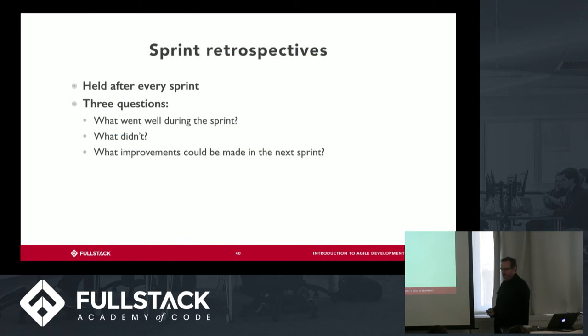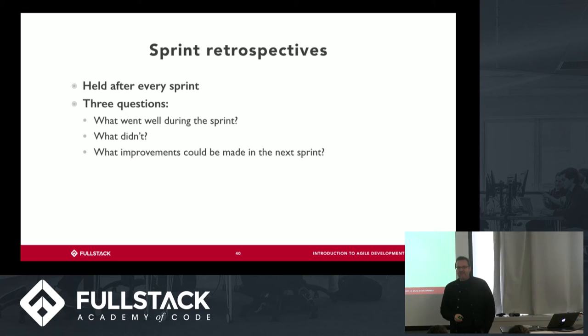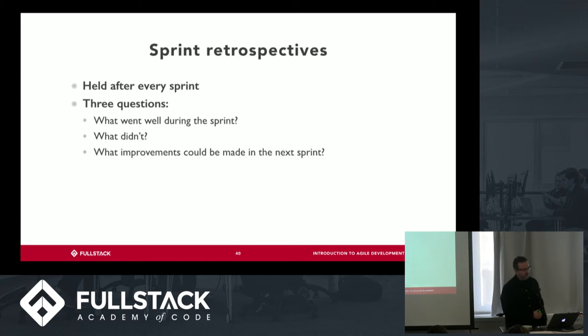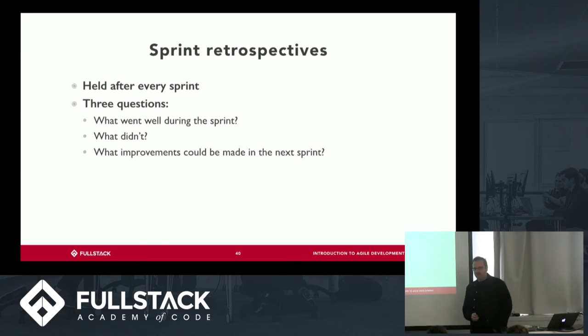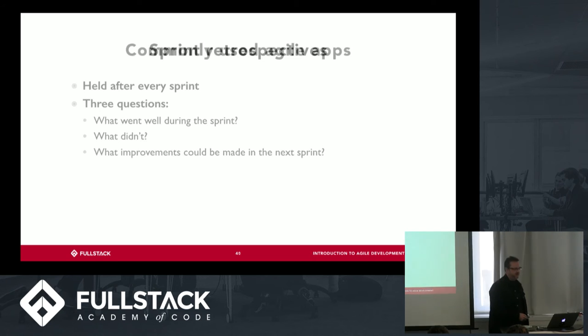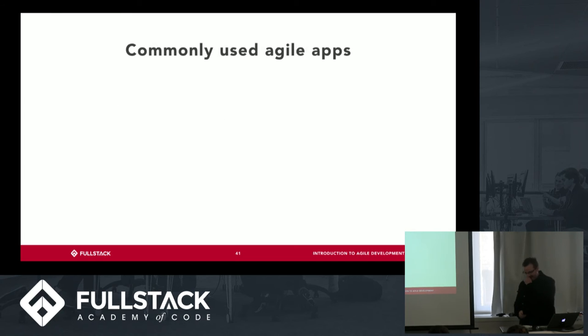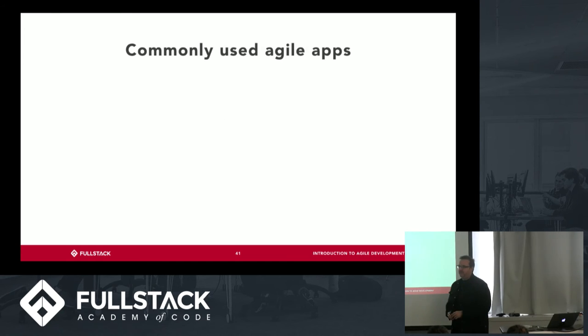And then there's retrospectives at the end of every sprint. I think at this point you've done a retrospective or two, so you kind of know how these work. But these are the three general questions for a retrospective: what went well, what didn't, and what improvements could be made. Theoretically, those improvements should be made in the next sprint. Okay, so now you guys are all experts at Agile. That wasn't too hard, right?